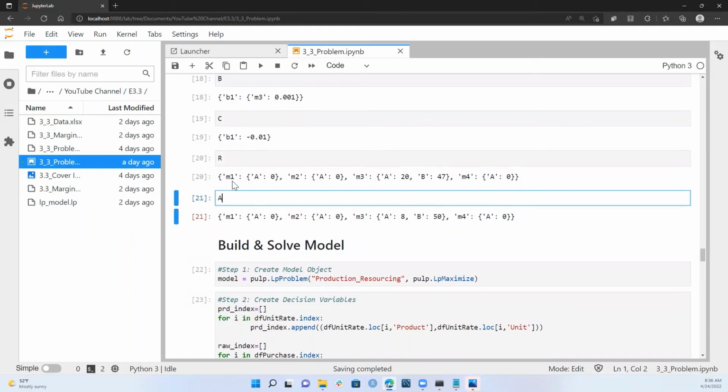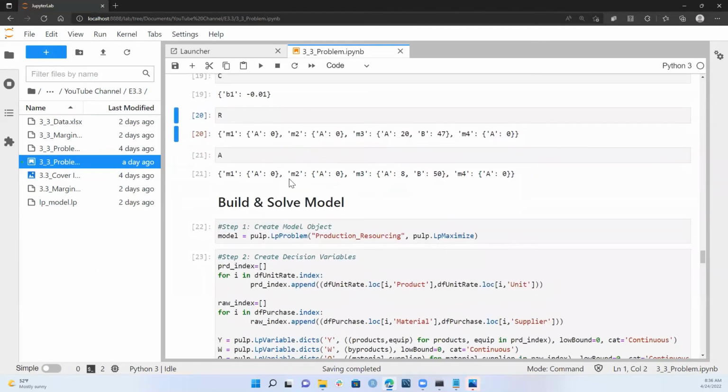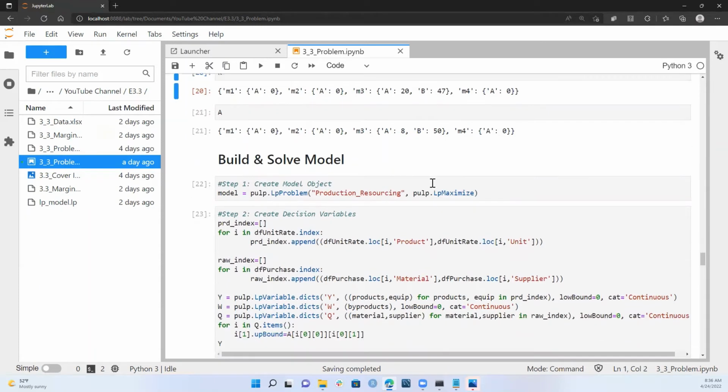earlier, we've correctly listed the materials, and 1, 2, 3, and 4 are the primary keys. The sub keys or the secondary keys are going to be your suppliers, and then the price. So we can see for M3, we have our two suppliers, A and B, and then the cost of that material 3 from those suppliers at $20 and $47 per metric ton. Similarly for A, we see the availability of M3 from suppliers A and B at 8 and 50 tons respectively.